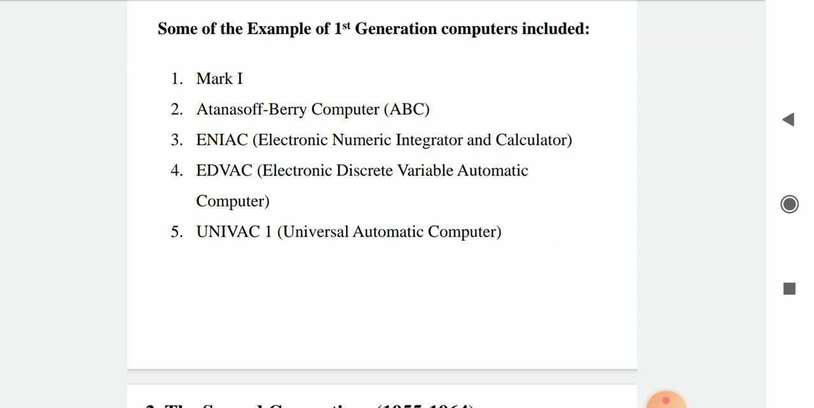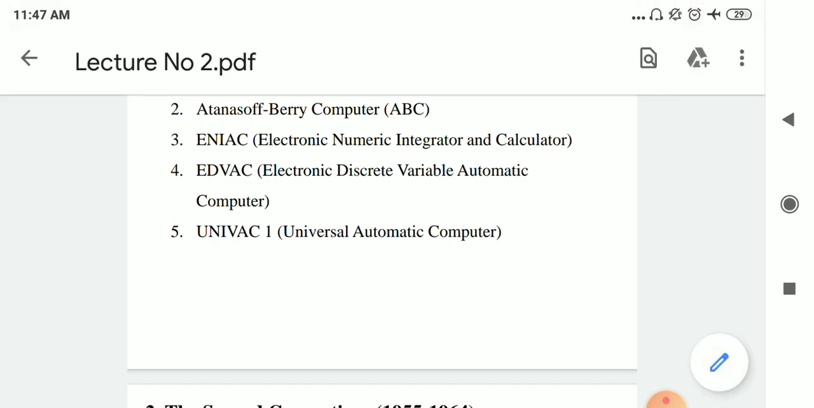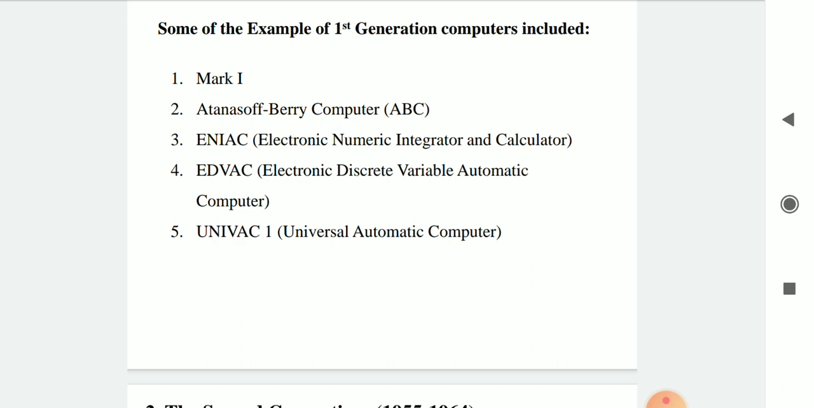Next is EDVAC, Electronic Discrete Variable Automatic Computer. It was designed in 1940 by Dr. John von Neumann, with a memory to store both programs and data. This was the first machine which used the stored program concept.